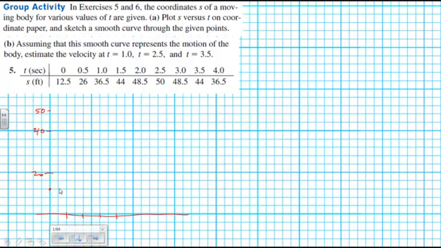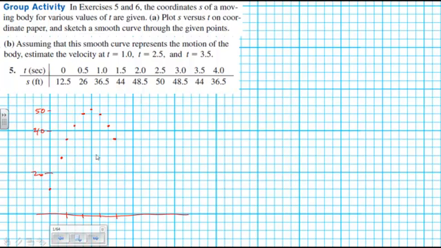At 1/2, we're at 26. So here's 30, 26 is about here. At 1, we're at 36. Let's call that about here. At 1.5, we're at 44. Call it there. At 2, we're at 48. At 2.5, we're at 50. At 3, we're at 48 again, and then 44, and then 36.5, and so on and so forth.